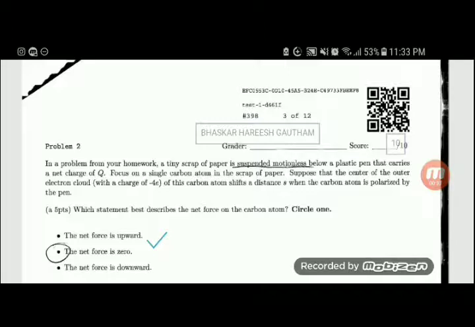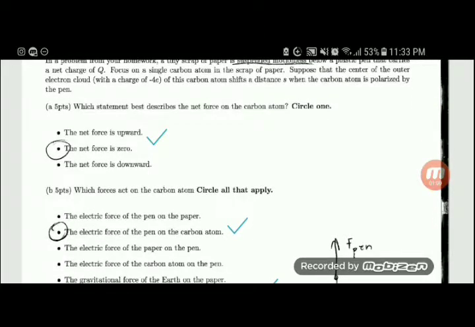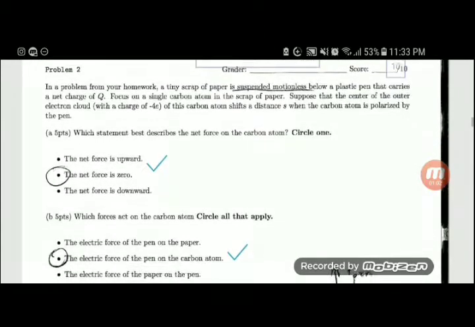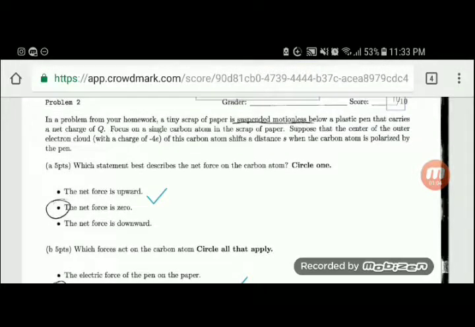So the problem itself, in case you haven't already read it, says that a tiny scrap of paper is suspended motionless below a plastic pen that carries a net charge of Q. So we're looking at a single carbon atom, and the center of its outer electron cloud shifts a distance s when the carbon atom is polarized by the pen. So we have different statements. The first one is the net force is 0.